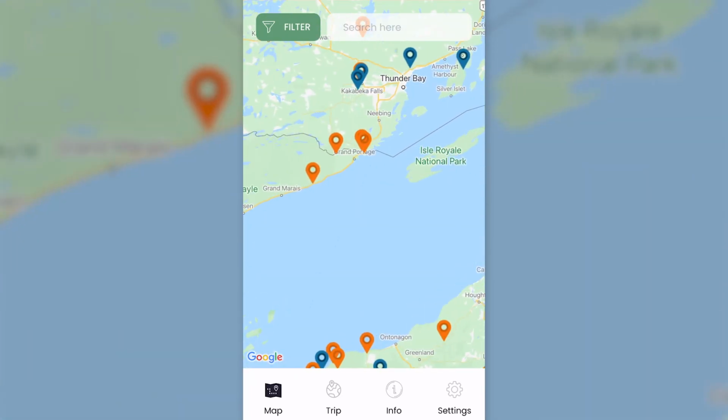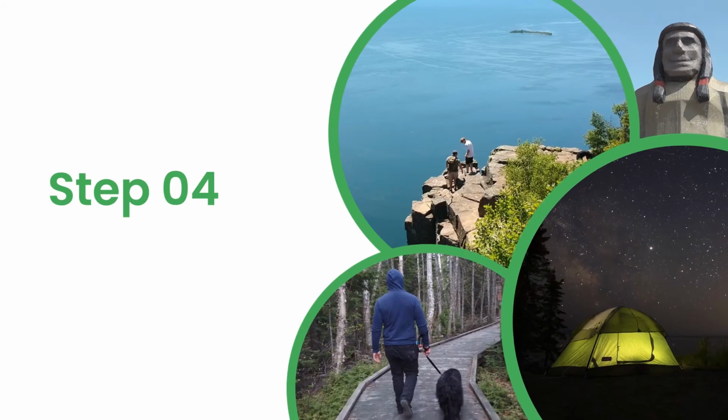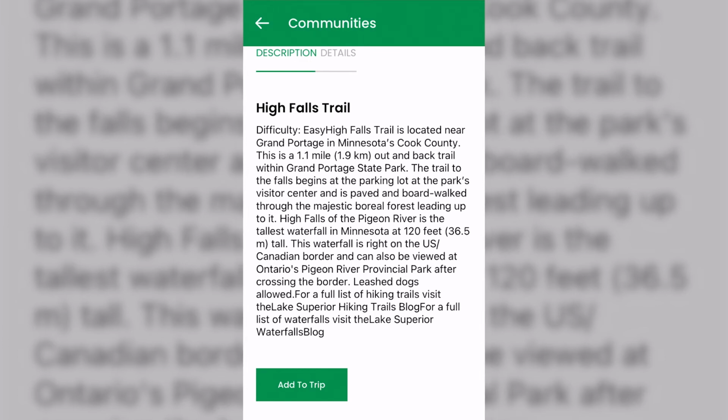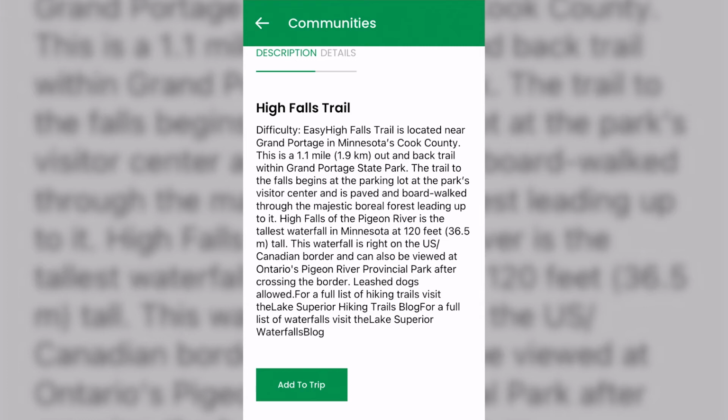You can read more on each waterfall, and when you find one you'd like to visit, this brings us to Step 4. Add to Trip. Add locations to your trip from the online map by clicking the Add to Trip button. You can add locations to your trip directly from the map.